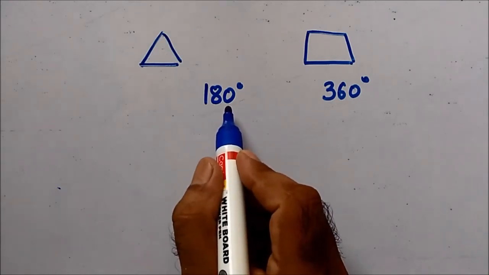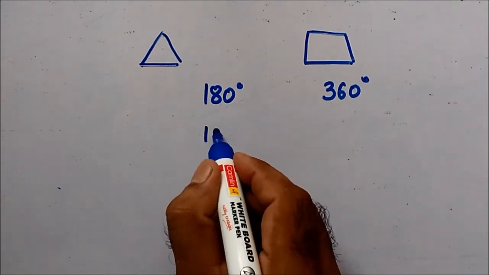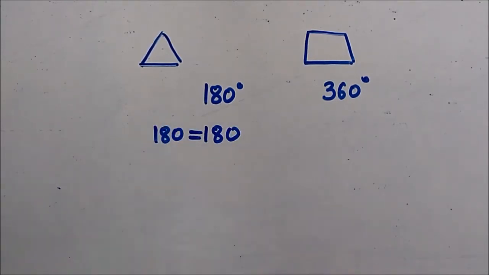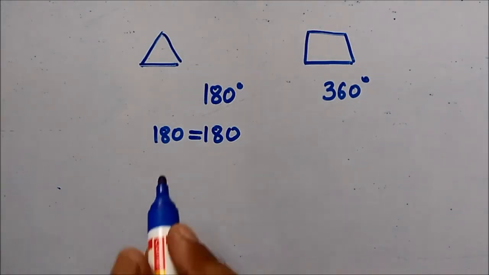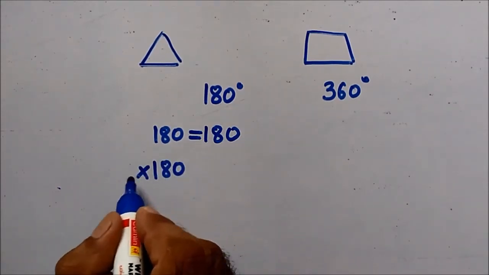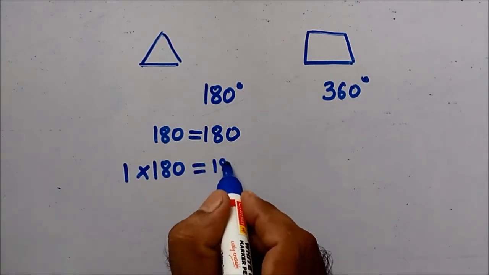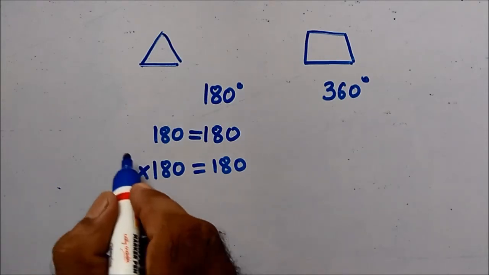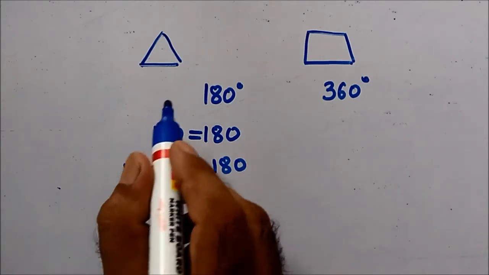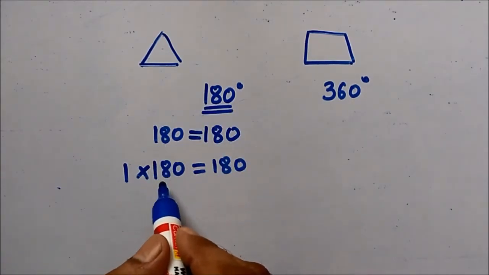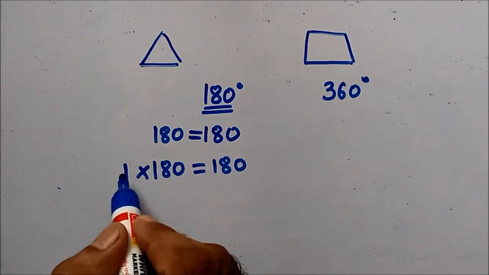We have 180 degrees. So let's write it like this: 180 is equal to 180. Now, 180 multiplied by 1 is nothing but 180. Okay. Now let's introduce something here, because we want 180 here. So we got 180 here by multiplying by 1.